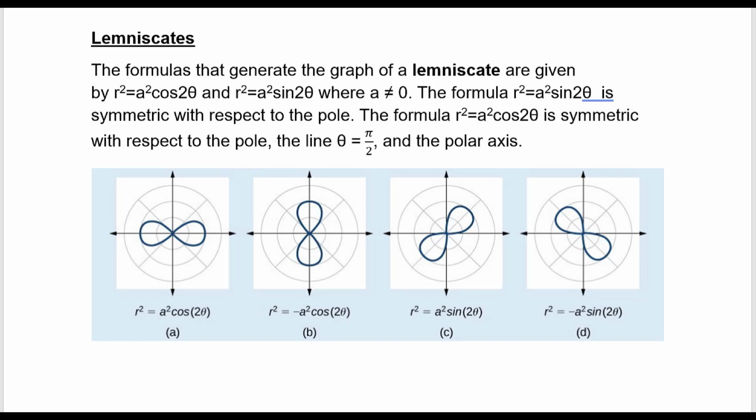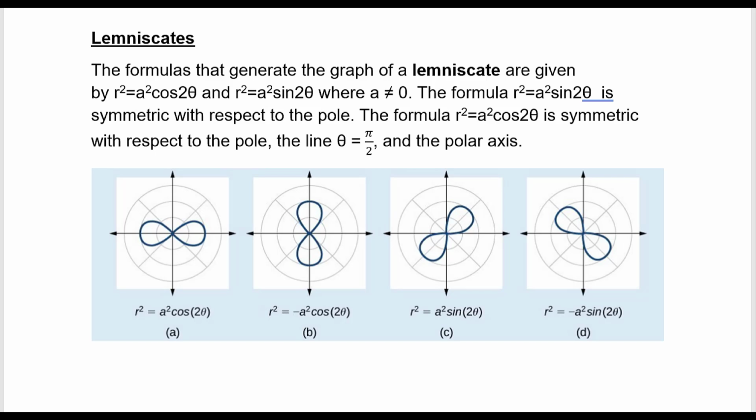Now let's visit the fun-filled world of lemniscates, if I could say that. Lemniscates. Okay, what a fun word. The formulas that generate the graph of a lemniscate are given by r squared equals a squared cosine 2 theta and r squared equals a squared sine 2 theta, where a is not equal to 0. Obviously, if a equals 0, it's pretty trivial.